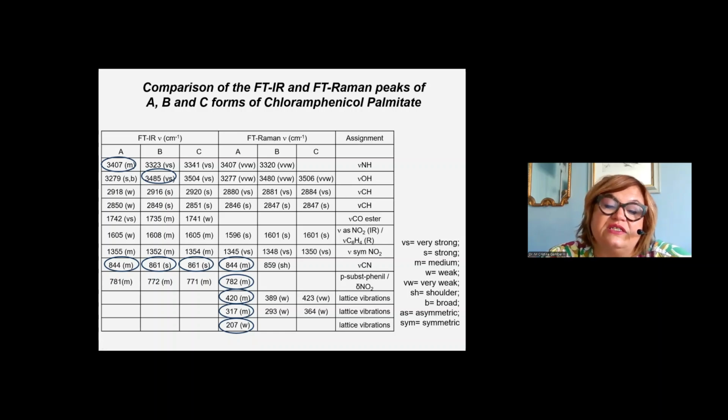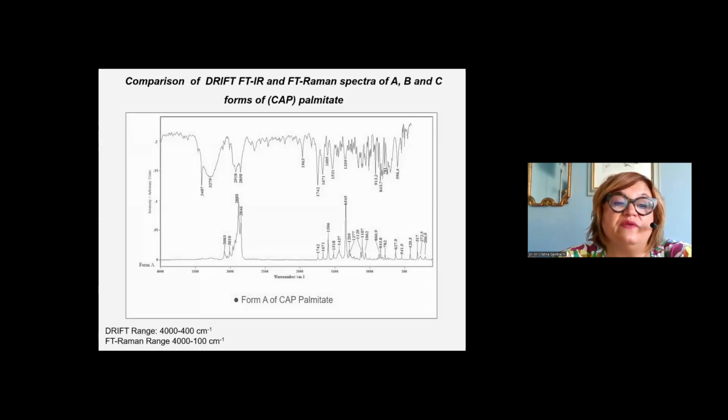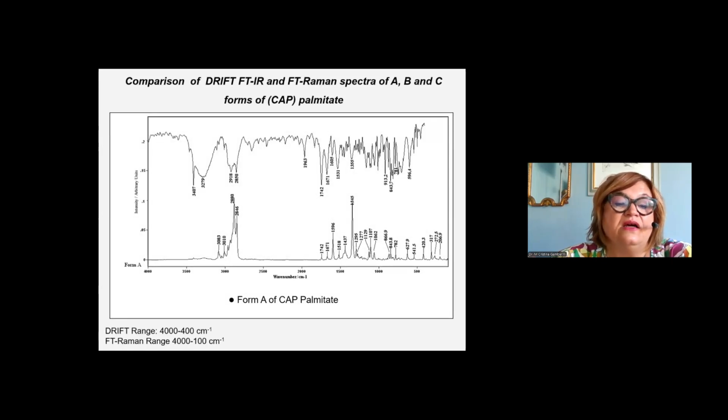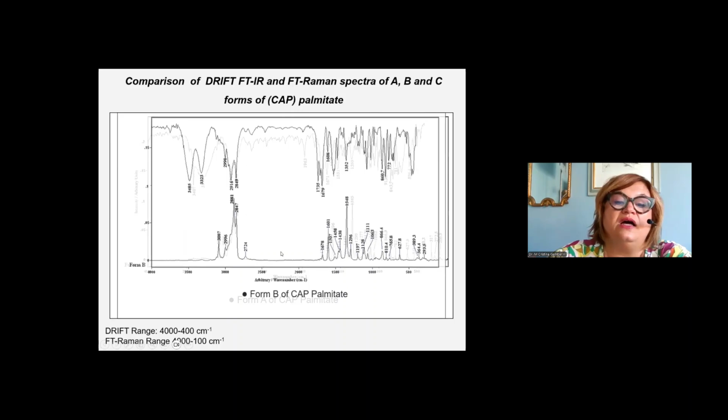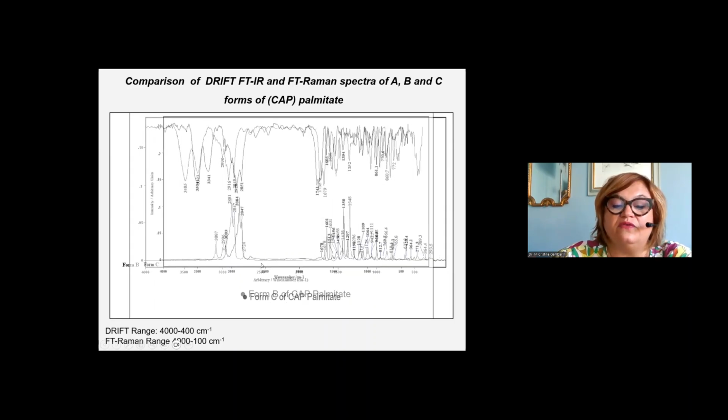In this case we could crystallize three different polymorphs, and we could also differentiate the three polymorphs with FTIR and FT Raman, not only by the strong bands but also by the weak and very weak ones. And then we do the assignment of the peaks. So we compare in this case FTIR at the top with FT Raman at the bottom, just to have an example of the three.